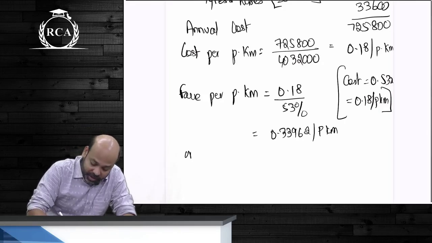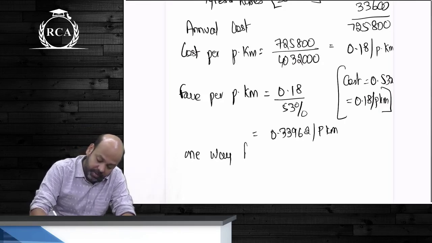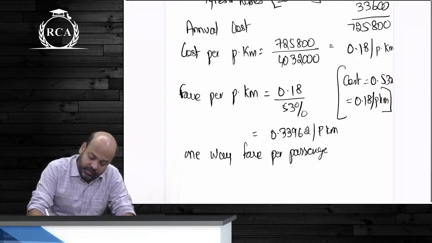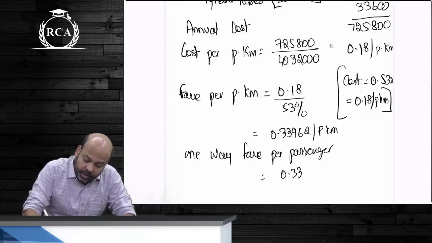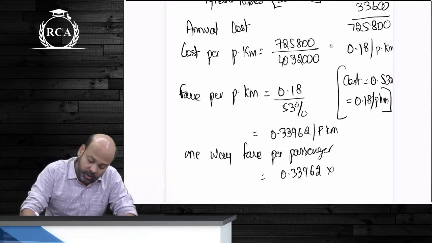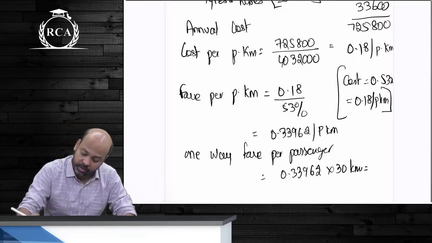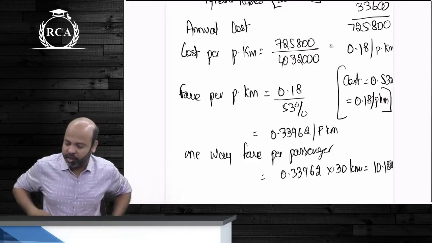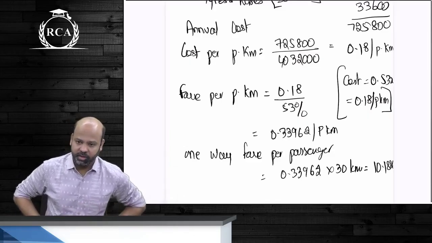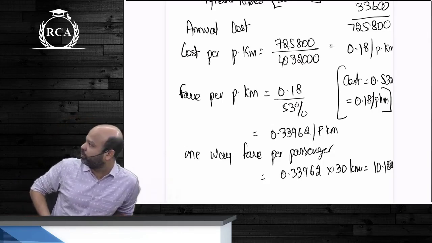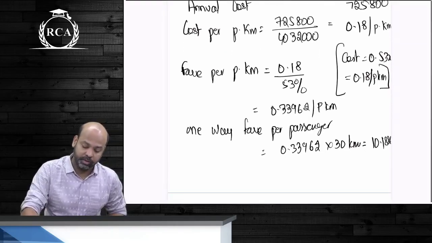So one way fare, beta, per passenger will become how much? The passenger has to cover a distance of how many kilometers? 30 kilometers. Per passenger per kilometer, you should recover a cost of 0.33962. So this multiplied by 30 kilometers, beta, is 10.188. So 10.19, guys, approximately. Approximate fare per passenger, guys. One way fare per passenger will be 10.19.